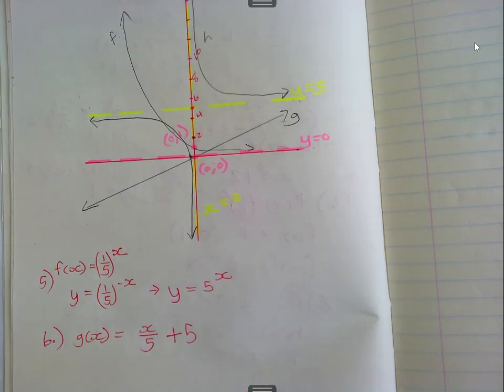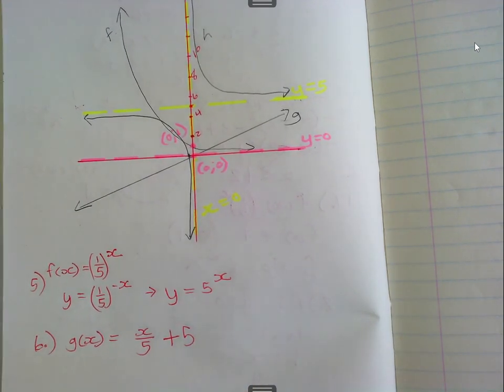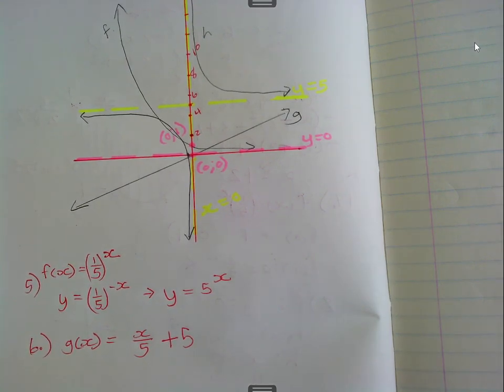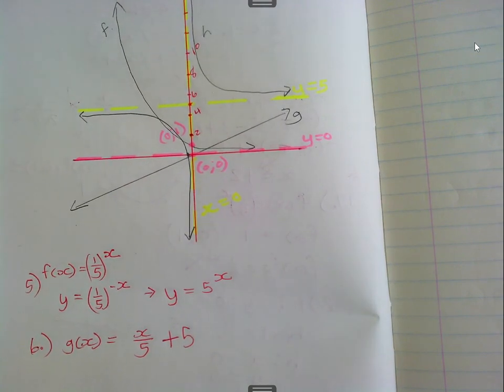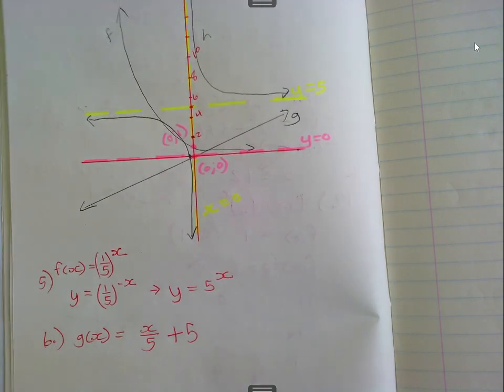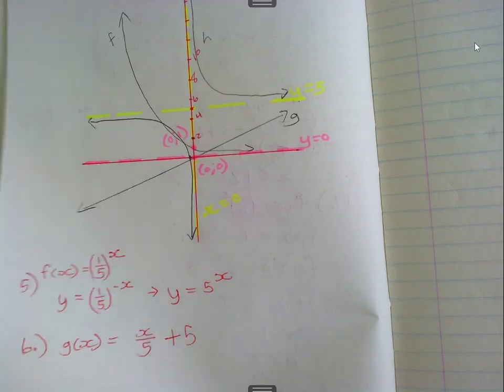And question 6, they asked for the equation of the straight line if it's translated 5 units up. You just add a 5. F and H.